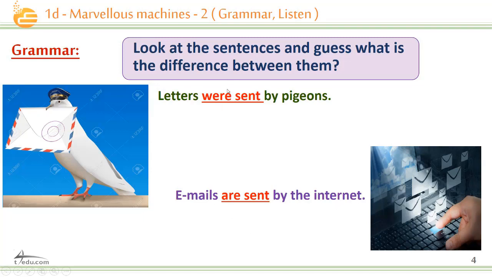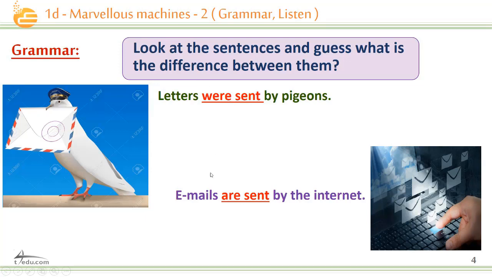So what is the first difference between these two sentences? Very good. The first sentence is something that happened long ago. They don't send letters by pigeons anymore. Now, we still use the internet for sending emails. Yes, it's still widely spread and still used. Okay, so this happened long ago and this is still in the process. We don't know what's going to happen in the future, but until now, we still use the internet for sending emails.